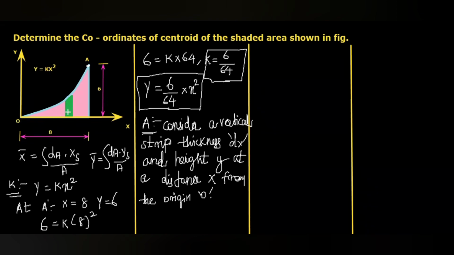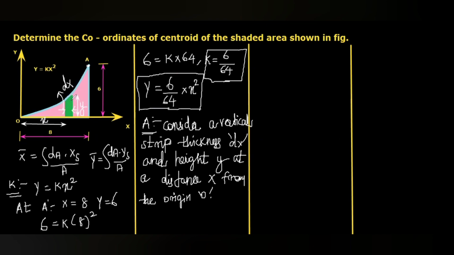That means this is the strip from the origin or otherwise from the axis. This is at a distance x, and it has a vertical height, that is y. Okay. So it is at a distance x from the origin. It has a vertical height y. The thickness of the strip, that is dx.